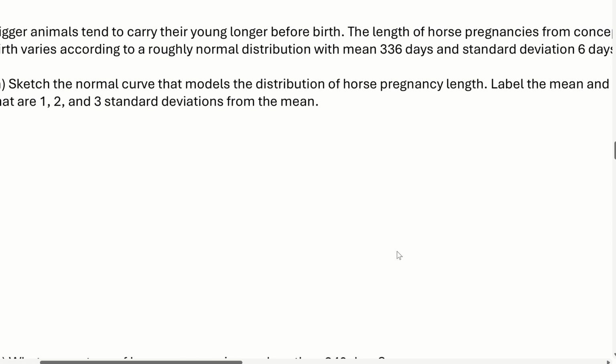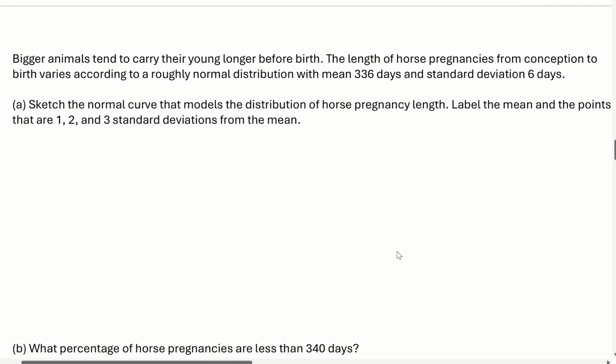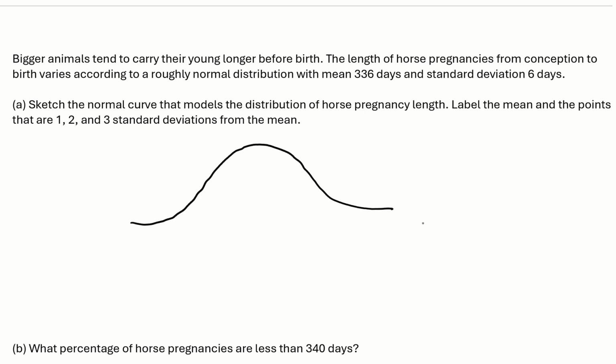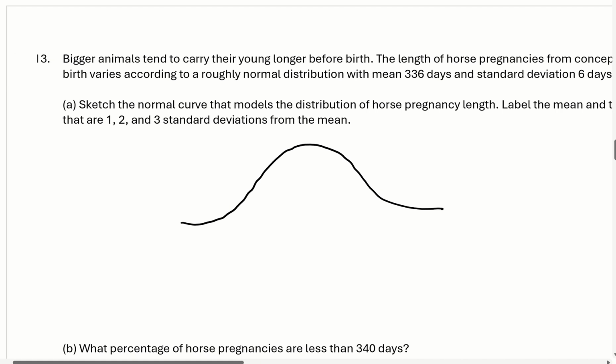Number 13, it says bigger animals tend to carry their young longer before birth. The length of horse pregnancies from conception to birth varies according to a roughly normal distribution with a mean of 336 days and a standard deviation of 6 days. Sketch the normal curve that models the distribution of horse pregnancy length. Label the mean and the points 1, 2, and 3 standard deviations. So this one's a give me point. This one's an easy one. You just got to label just like we did in number 12.